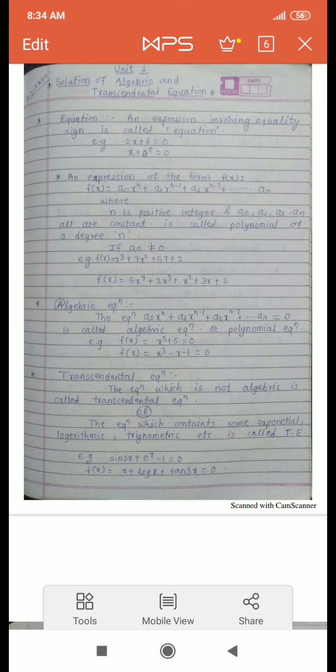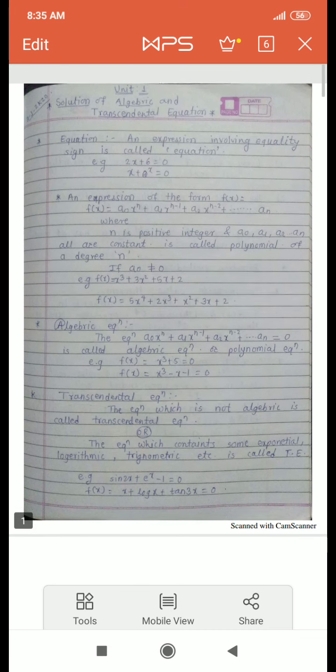an equation. Now, an expression of the form f of x is equal to a naught x raised to n plus a1 x raised to n minus 1 plus a2 x raised to n minus 2 plus up to plus an, where n is a positive integer, and a naught, a1, a2 up to an are all constants, is called the polynomial of degree n if a naught is not equal to 0. Polynomial of degree n means the highest power of x is n, which is always a positive integer. This is the definition of polynomial function.